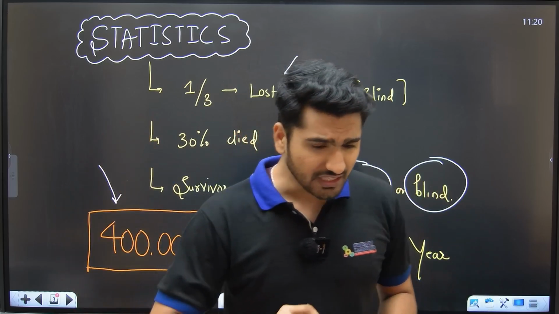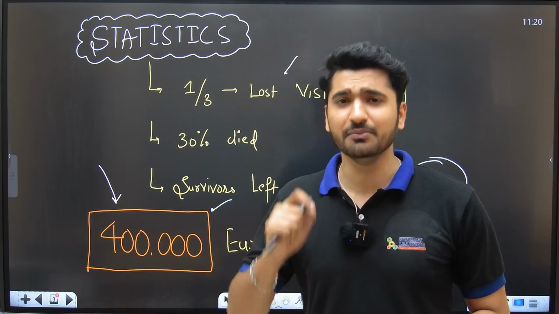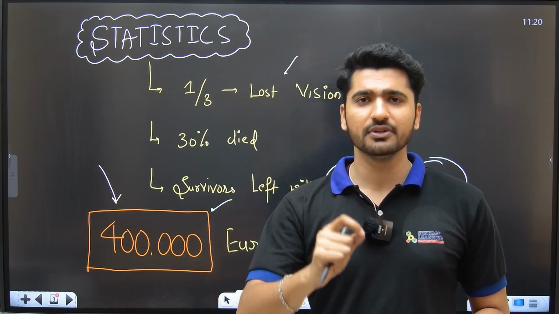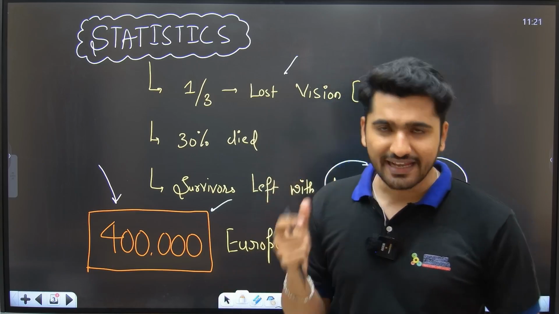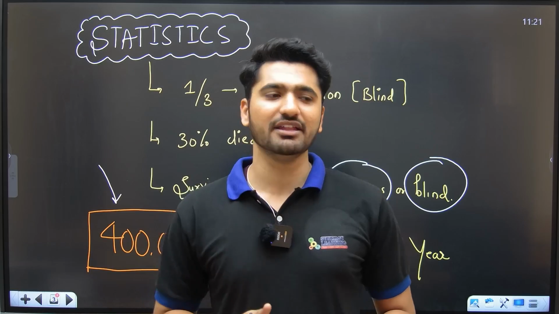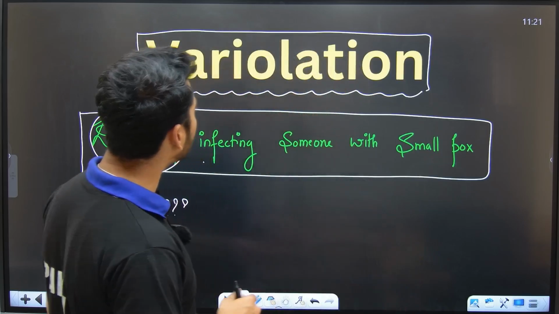Now something had to be done. Something had to be done to stop this disease from spreading. There has to be some cure. So scientists at that time developed a method which was called variolation.